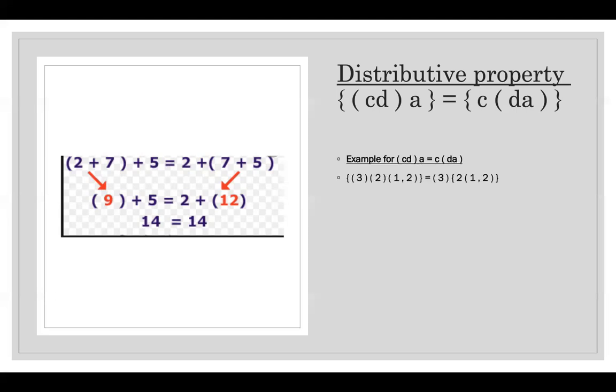The example I gave here is (3 times 2) multiplied with (1, 2), which equals 3 multiplied by (2 times (1, 2)). The answer will be the same because, like in the picture, we see (2 plus 7) plus 5 equals 2 plus (7 plus 5). This is the same. The difference is you put the bracket differently. 2 plus 7 equals 9, plus 5 gives 14, and 2 plus 12 also gives 14.